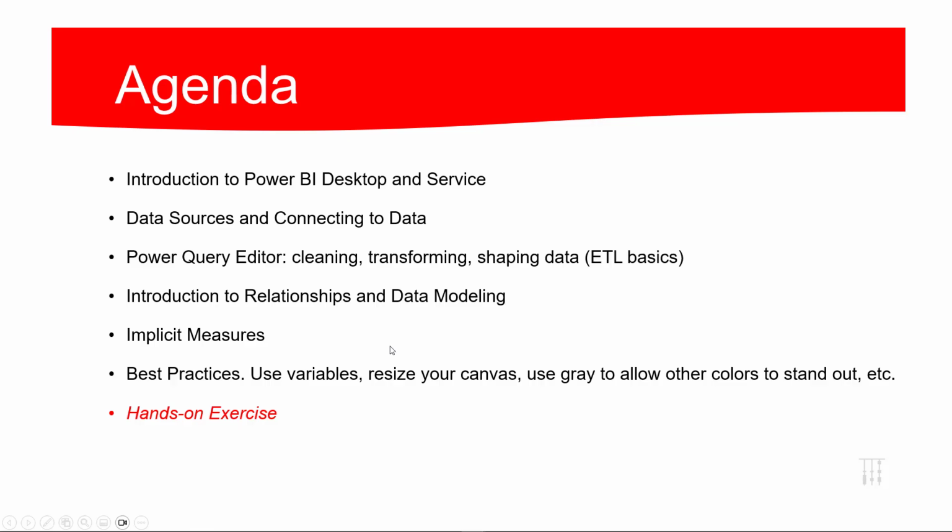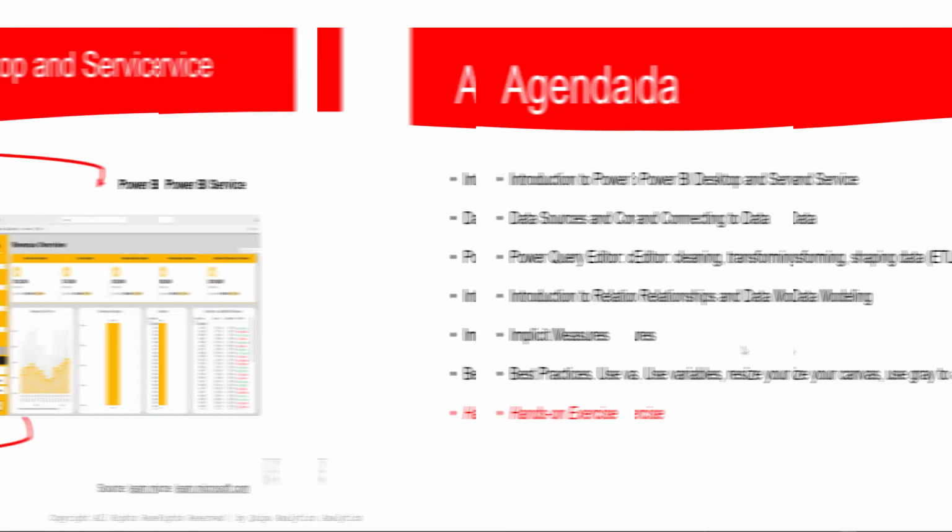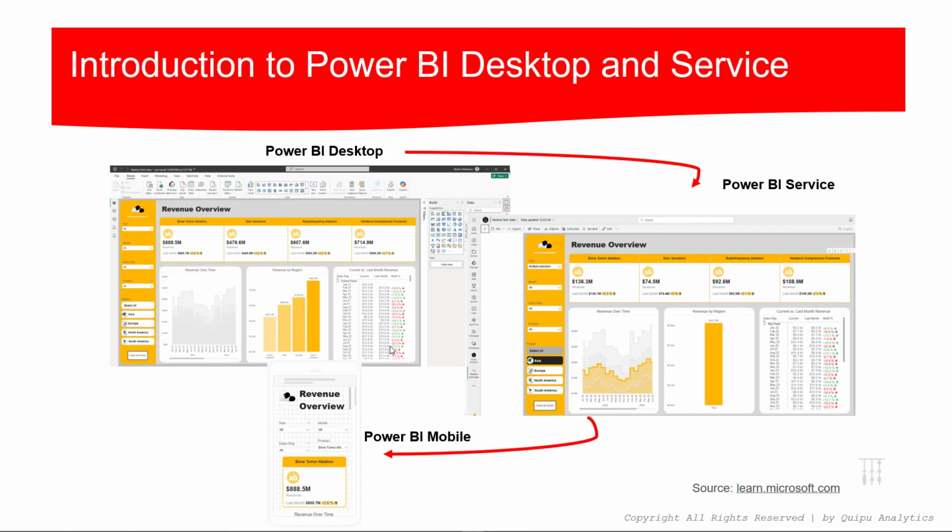So let's go ahead and cover the first bullet point, which is the introduction to Power BI Desktop and Service. As you may know, Power BI Desktop is the free application. You can download it directly from Microsoft. You can create your reports there, you can play with it, and once your reports are done, you can upload these reports to the cloud or to the web. It's also called Power BI Service. You need to have an account, of course, at least a Power BI Pro license.